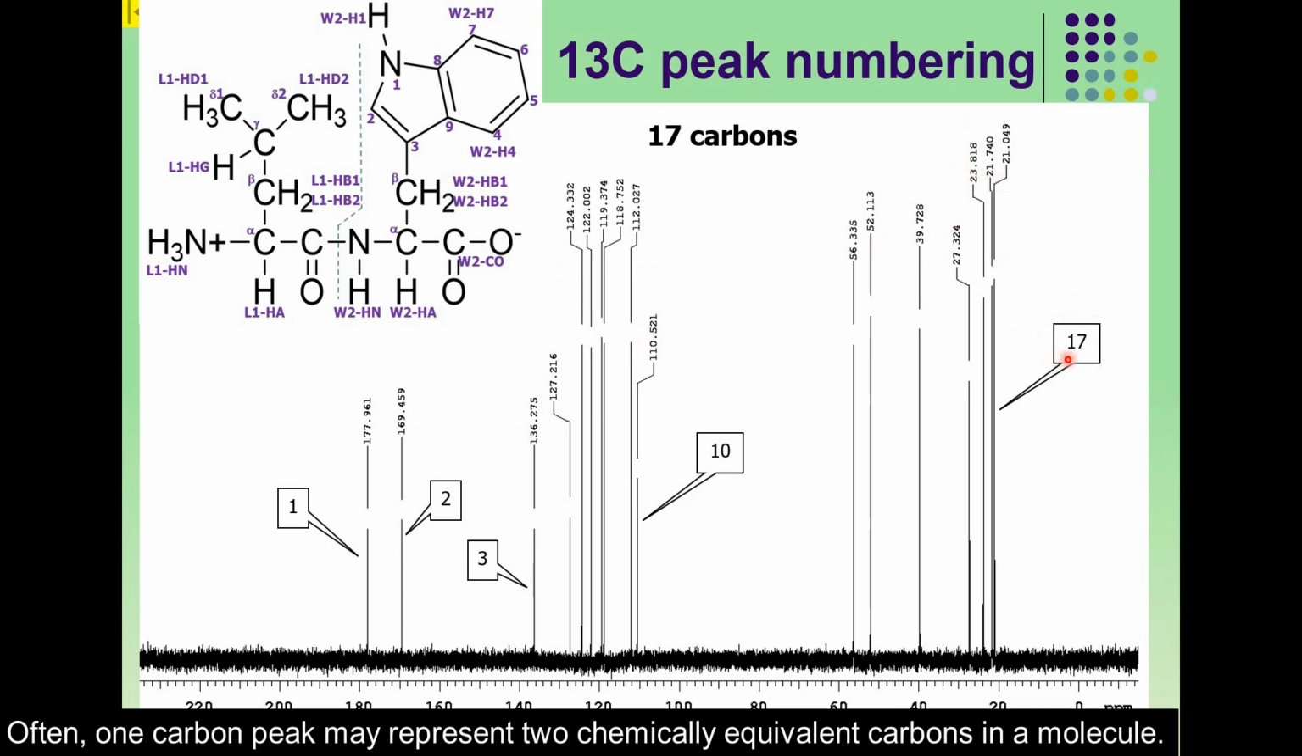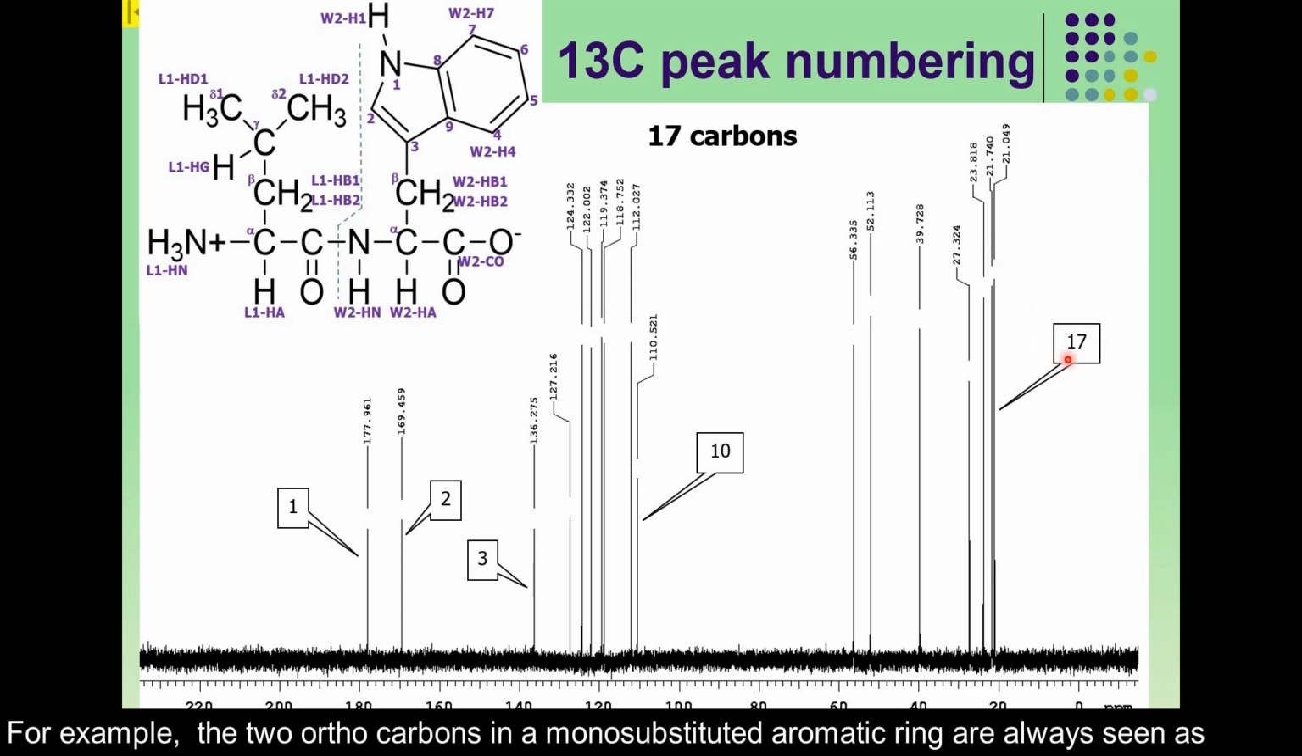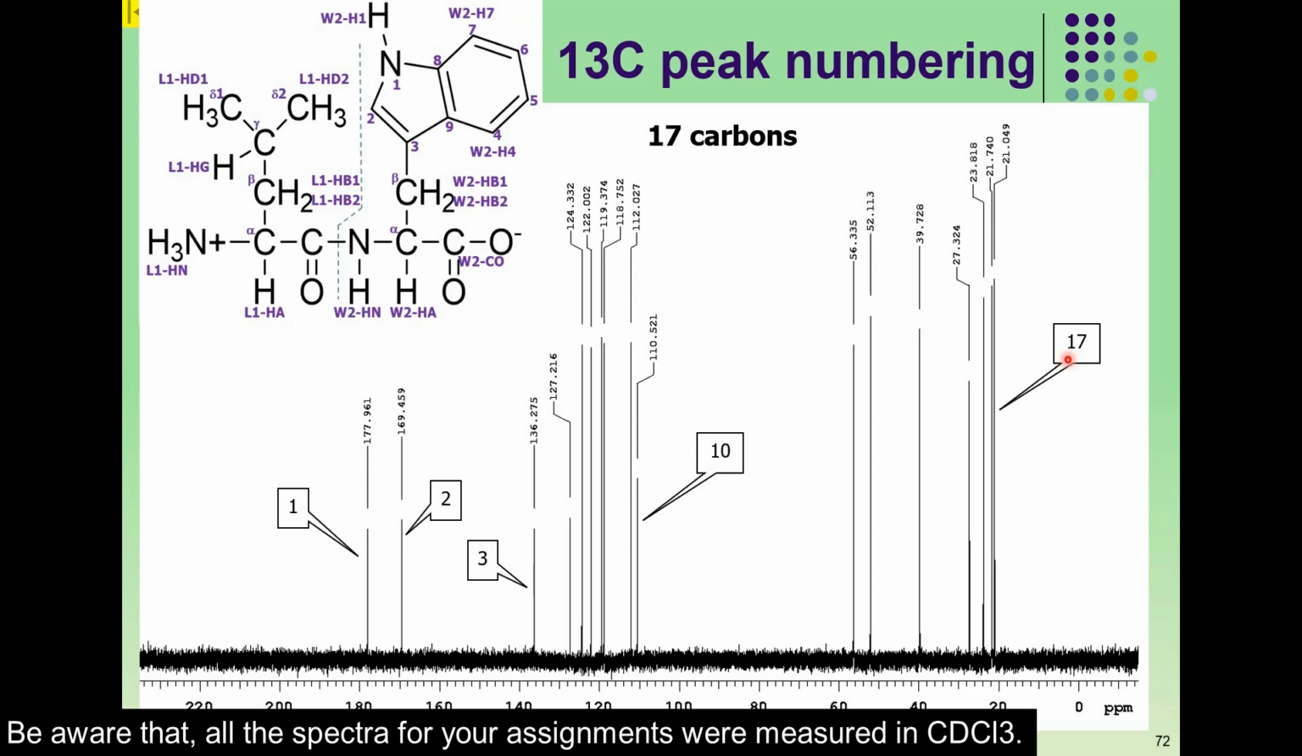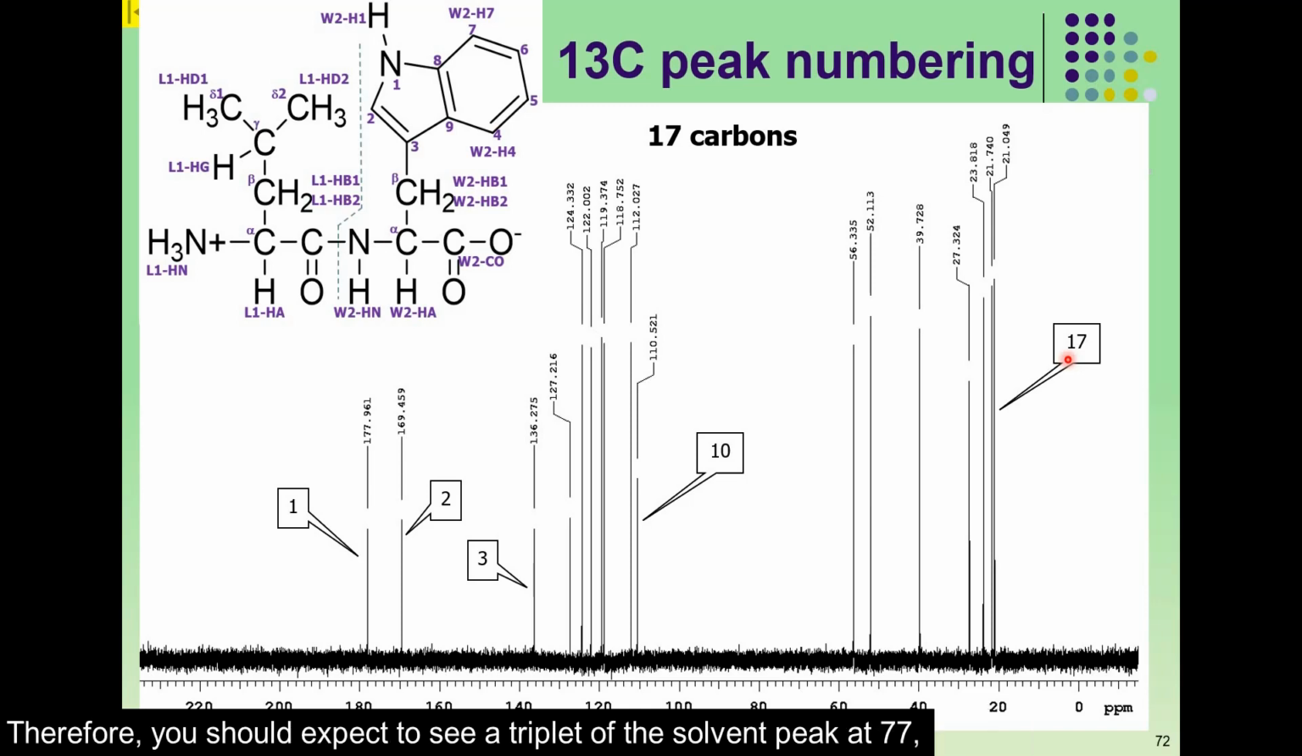Often, one carbon peak may represent 2 chemically equivalent carbons in a molecule. For example, the 2 ortho carbons in a monosubstituted aromatic ring are always seen as one strong carbon peak, so are the 2 meta carbons. Be aware that all the spectra for your assignments were measured in CDCl3.